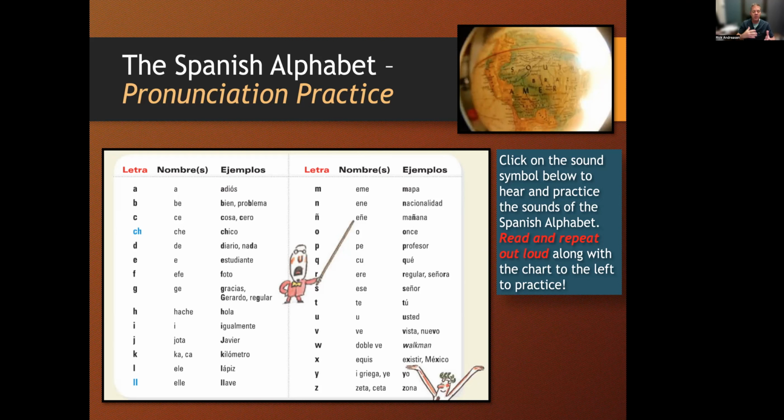So A, B, C, Che, D, E, F, G. You'll notice that the G is a guttural sound. It really starts in your throat. So you're going to get some throat sound of that to make it right.